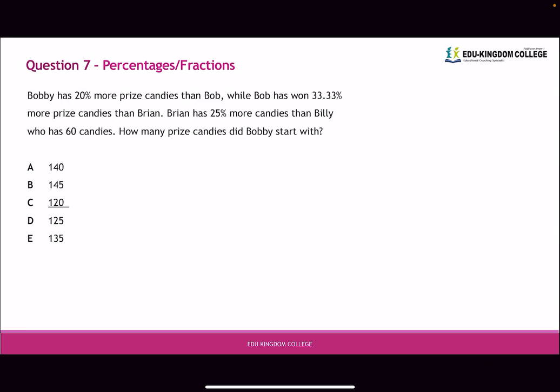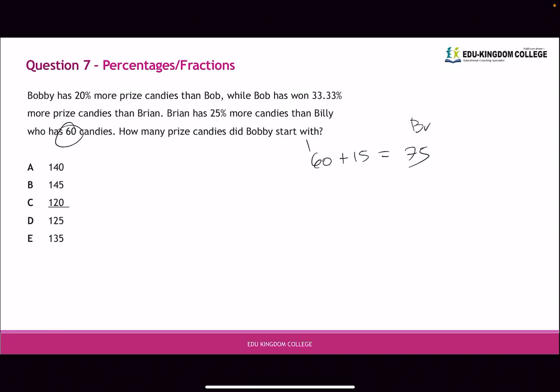Now, Bobby has 20% more prize candies than Bob, while Bob has 33%. So this is the one where we work backwards. And so Billy has 60 candies. Brian has 25% more. So he has got a quarter more. Quarter of 60 is 15. So Brian has 75.